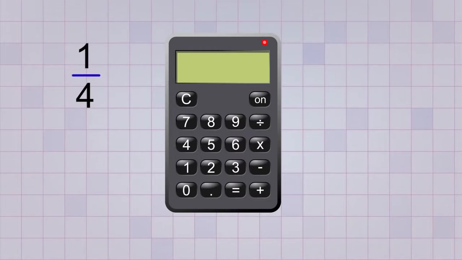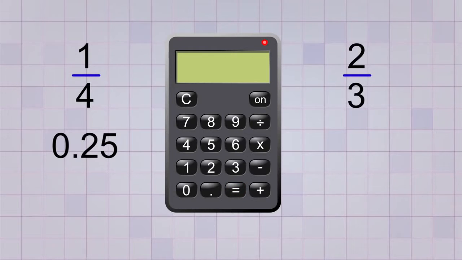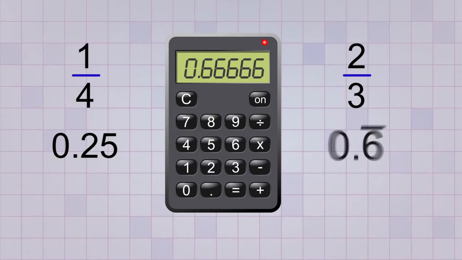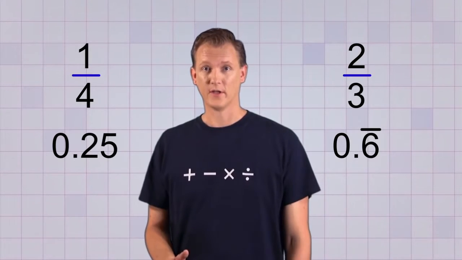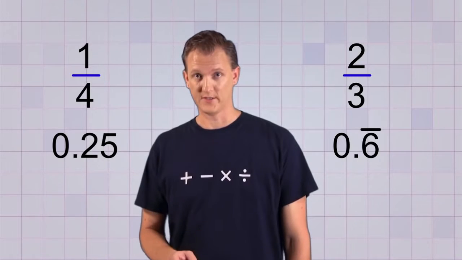To convert 1/4, we just punch in 1 divided by 4, and we get 0.25. To convert 2/3, we just punch in 2 divided by 3, and we get 0. A whole lot of 6's. Looks like we have another one of those repeating decimals. Yep, this way's certainly easier, and quicker too, but it's important to know how to do it both ways.